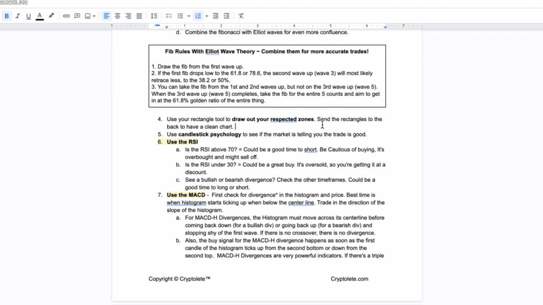Finally, use your rectangle tool to draw out your respected zones. Send the rectangles to the back to have a clean chart. Use candlestick psychology to see if the market is telling you the trade is good. Use the RSI. So this is also another very, very big important thing.